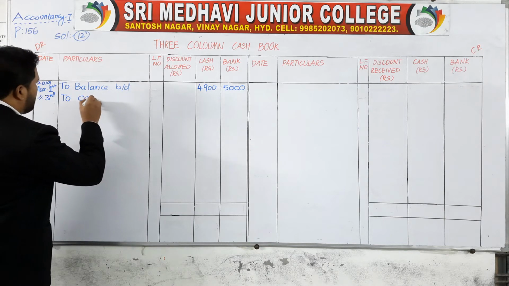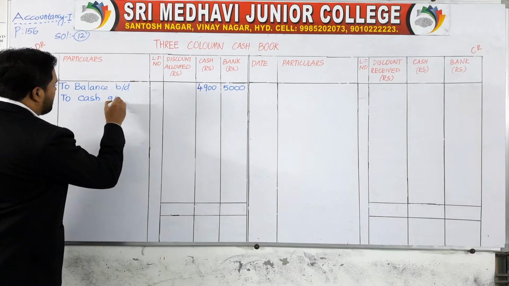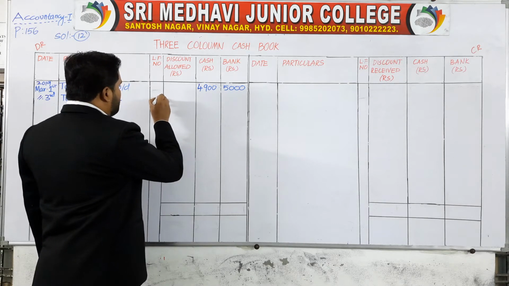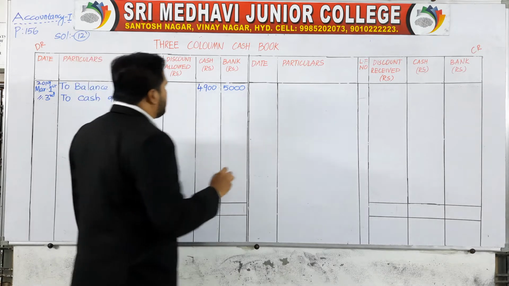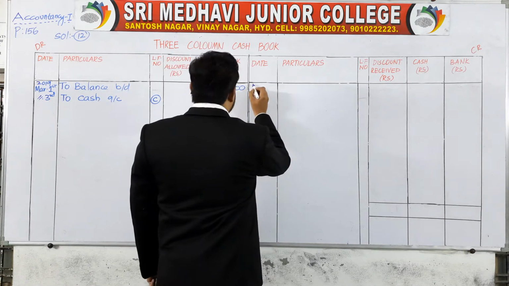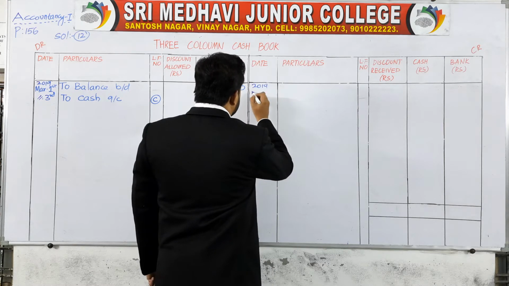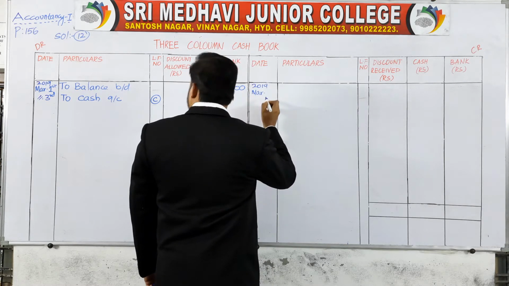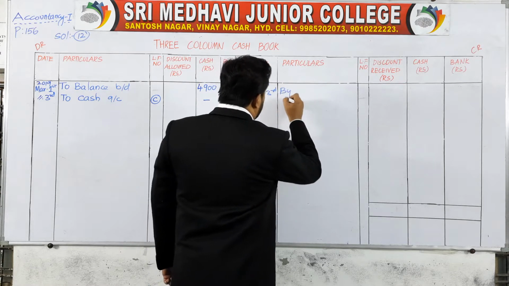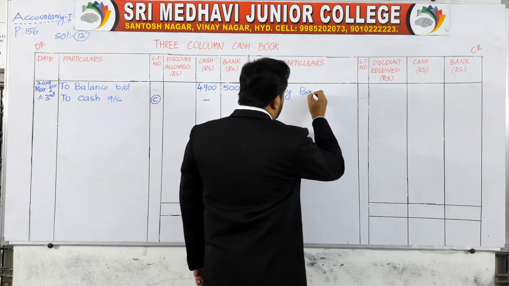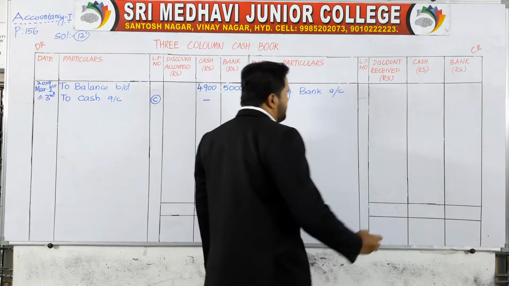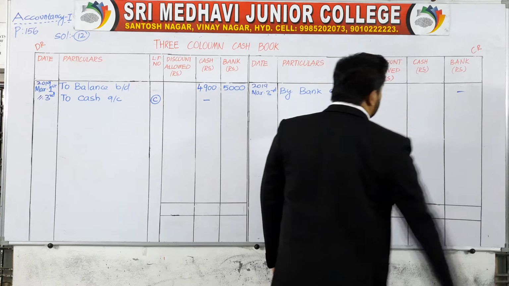To cash account. In LF, write C. Don't write anything in cash. Yes, here 2019 March 3rd, by bank account. Don't write anything in bank.